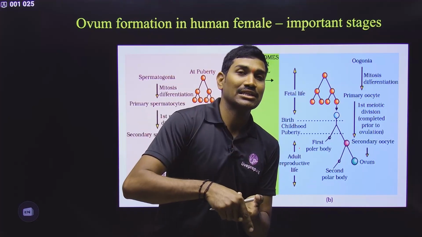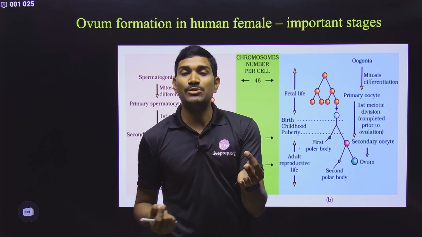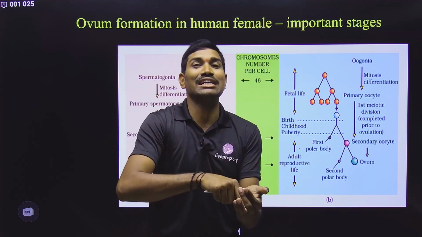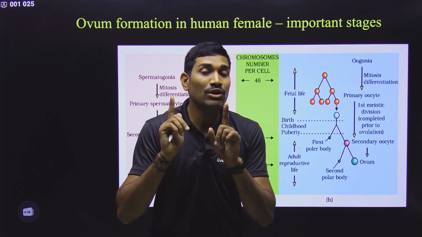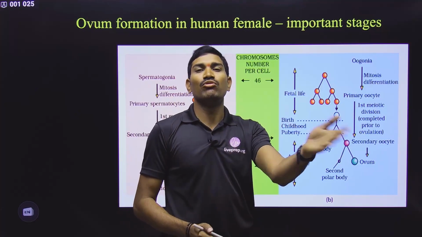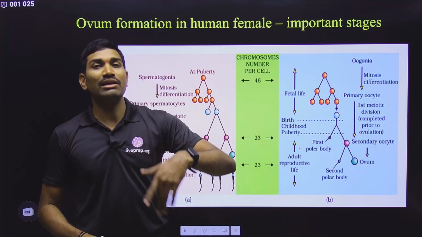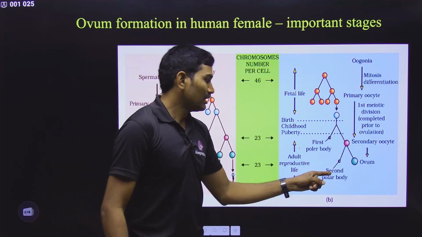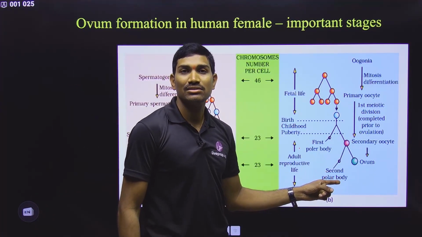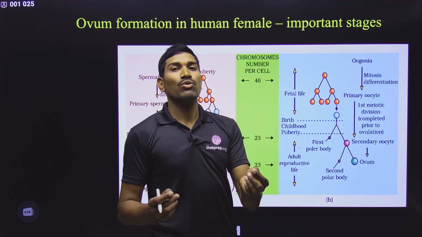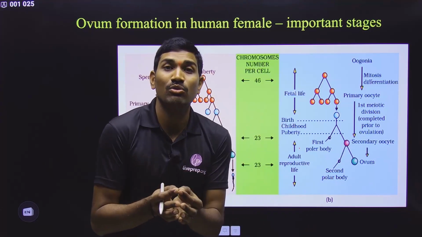If fertilization occurs, please understand, fertilization means what? When the sperm cell enters that secondary oocyte, then only it will move further from metaphase 2 to anaphase 2 and it will complete. Then only the functional ovum will be produced and the second polar body will be released. And after this, fusion of the male and female nucleus will occur.